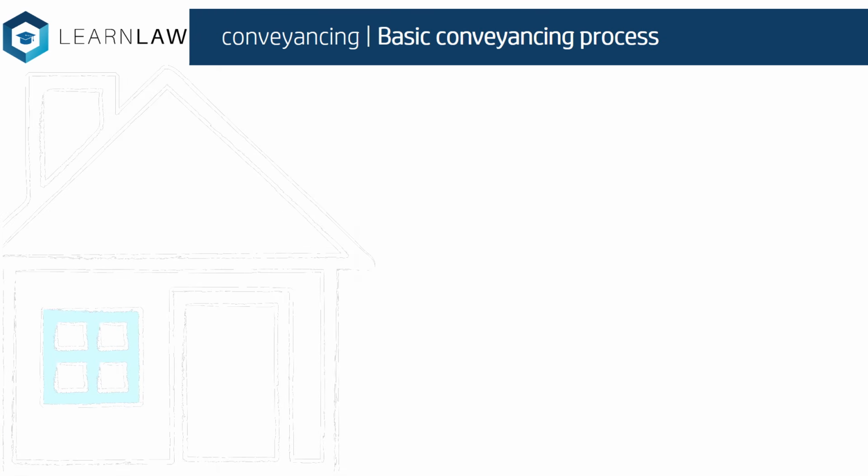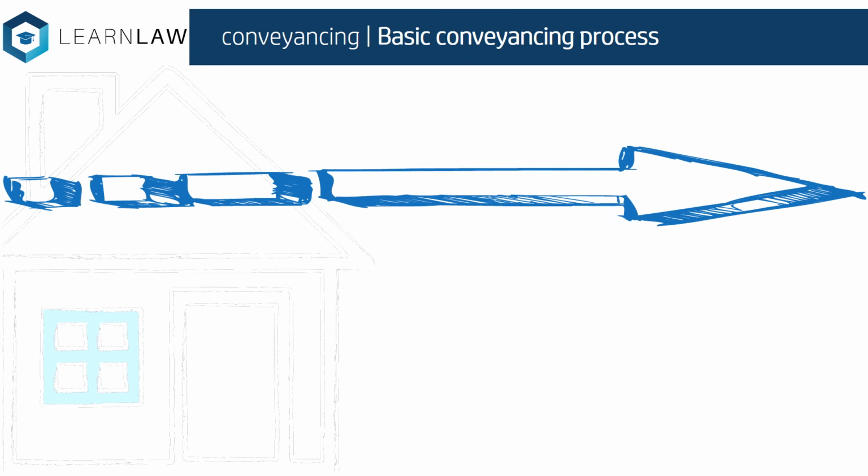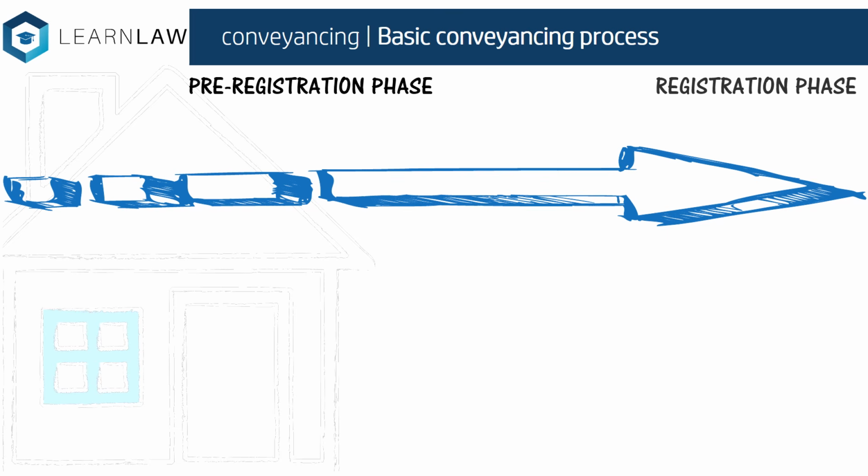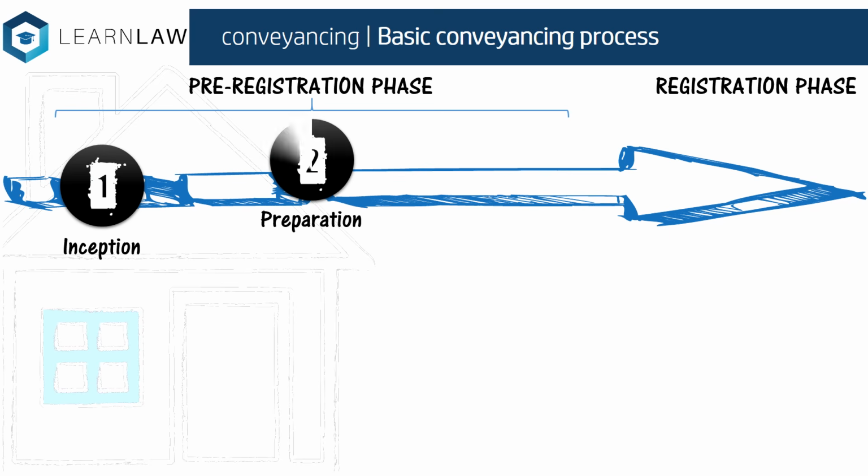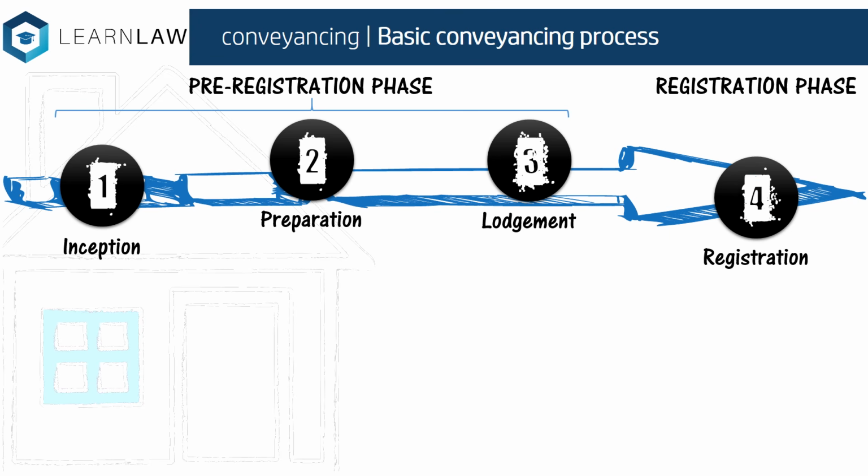Now we will explore the basic conveyancing process. To simplify the process, we distinguish between the pre-registration phase and the registration phase. The pre-registration phase is further divided into the inception, preparation, and lodgement stages. The registration phase includes only the actual registration of the property.